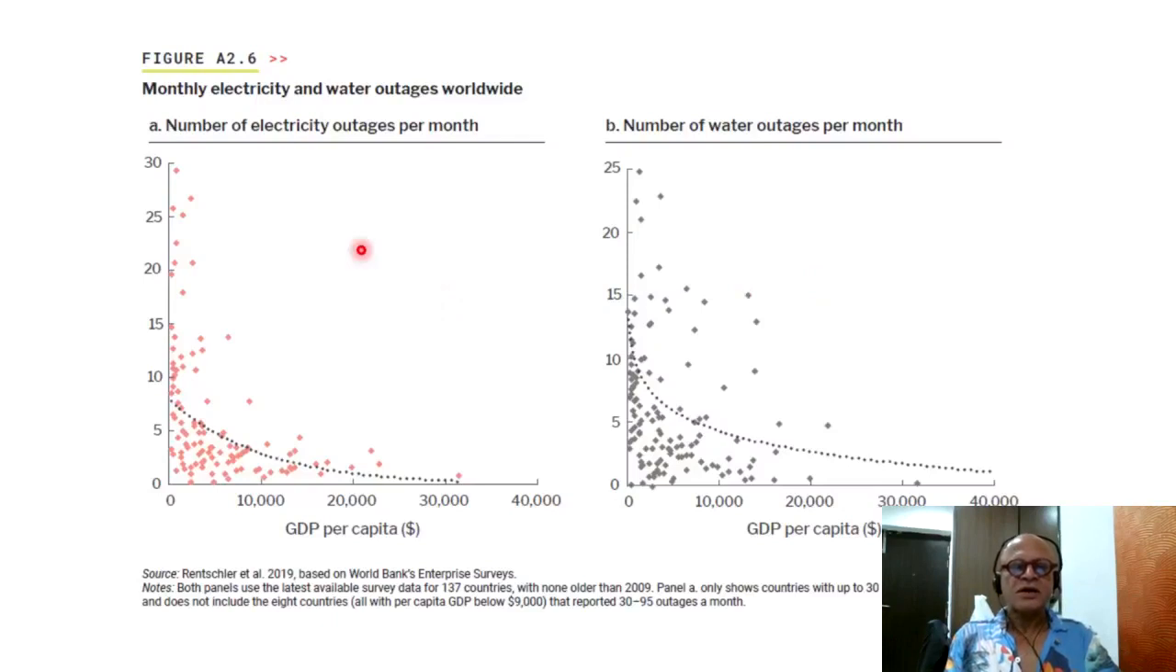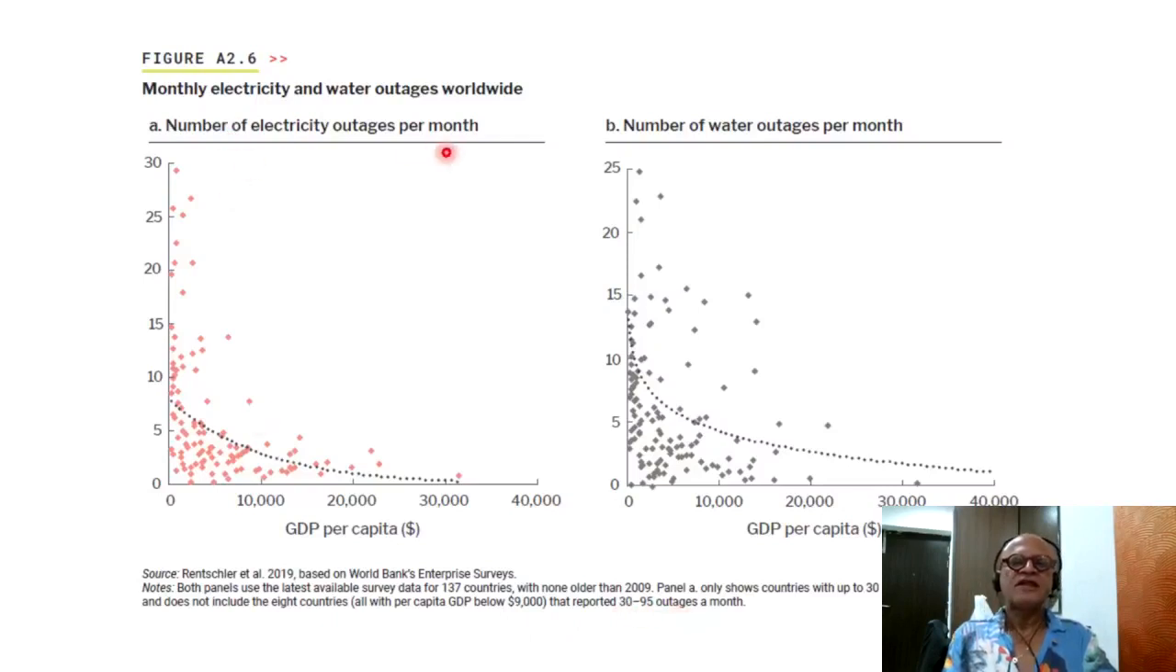So looking at monthly electricity and water outages worldwide, both panels used the latest available survey data of 137 countries with none older than 2009. Panel A only shows countries with up to 30 outages a month and does not include the 8 countries with per capita below $9,000 that reported 30 to 95 outages per month.